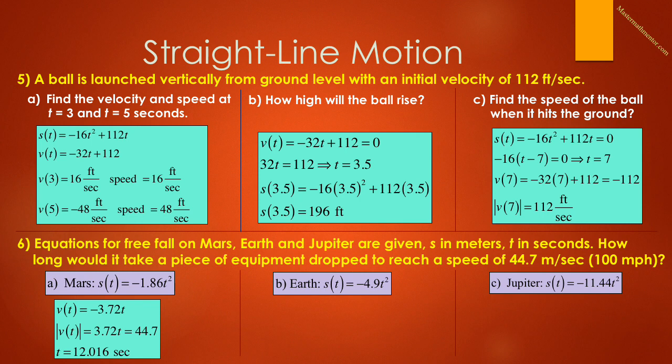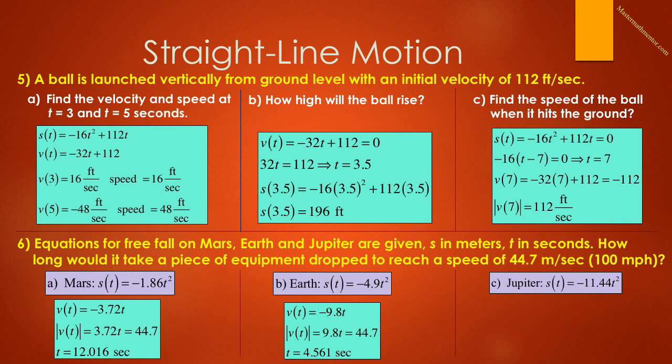On Mars, S of t is equal to negative 1.86 t squared. So v of t is equal to negative 3.72 t. And the absolute value of v of t is 3.72 t, which is set equal to 44.7. So it takes 12.016 seconds for an object to reach 100 miles per hour.